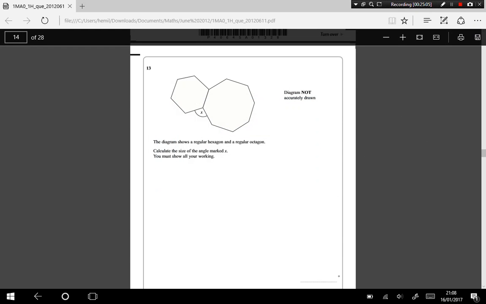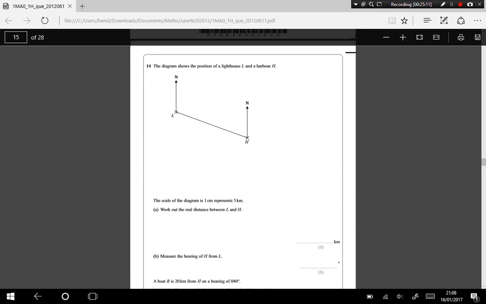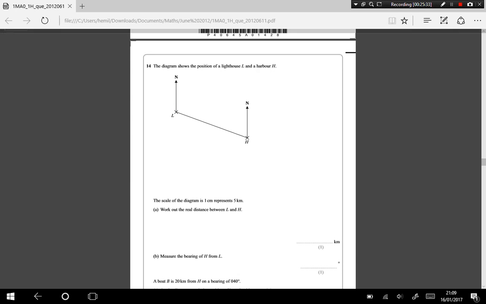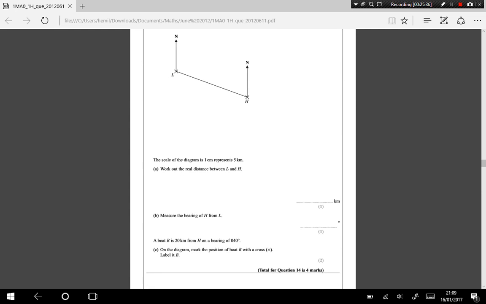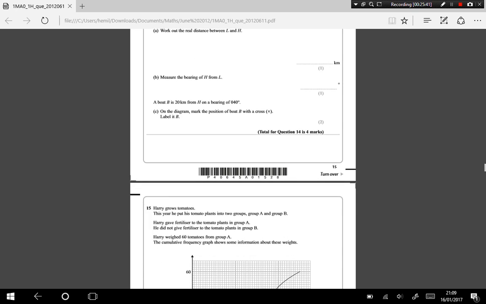Okay. Alright, that was pretty straightforward. I just messed up the formula. It says work out the real distance between L and H. Sadly, I do not have a ruler, so I cannot do this. But all you have to do is just get a ruler and measure from L to H. Measure the bearing of H from L. So what you have to do here is find the angle of H from L. So measure this angle over here, this NLH, that's the angle you have to find. And part B, I'm not going to bother doing this question because it requires me to draw and I don't have anything accurate to help me draw.